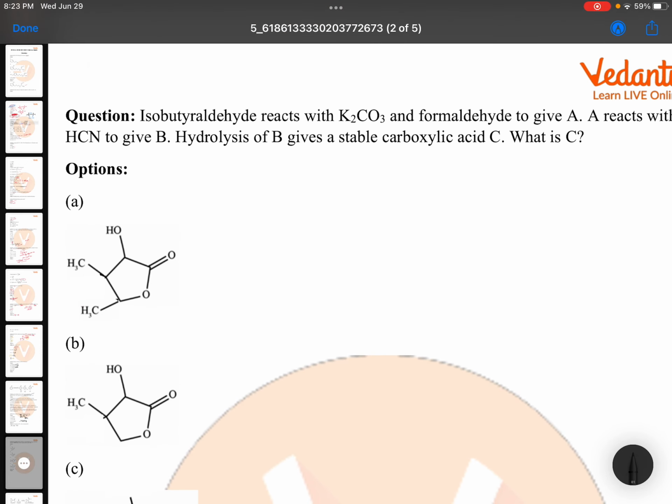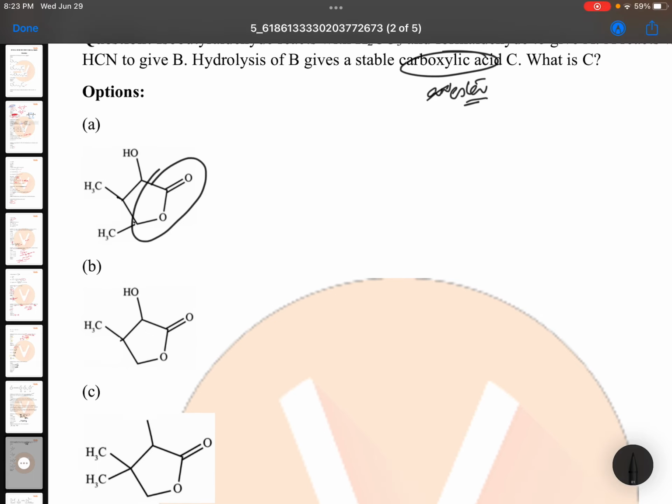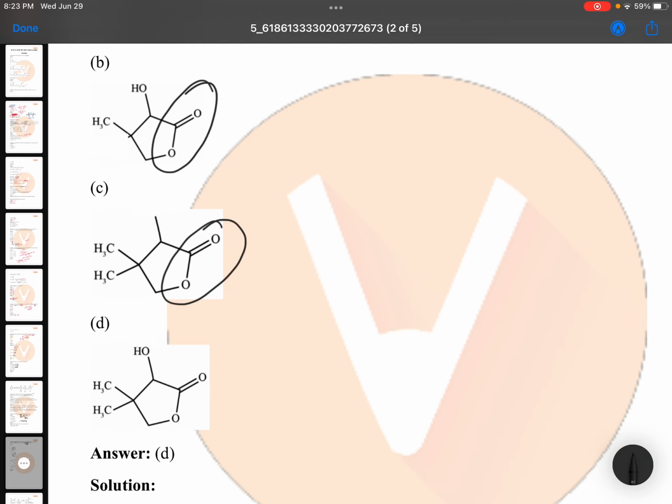Isobutyraldehyde reacts with K2CO3 and formaldehyde to give A, which reacts with HCN to give B. Hydrolysis of B gives a stable carboxyl. That is wrong here; stable anhydride you have to say. Otherwise, ester, stable ester. Because in the answer, all options are esters only. You see, this is an ester, this is an ester, it's an ester, this is your answer.